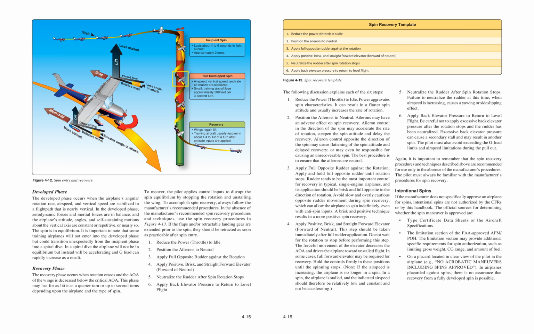The Limitation section of the FAA-approved AFM/POH. The Limitation section may provide additional specific requirements for spin authorization, such as limiting gross weight, CG range, and amount of fuel. On a placard located in clear view of the pilot in the airplane, for example, no acrobatic maneuvers including spins approved. In airplanes placarded against spins, there is no assurance that recovery from a fully developed spin is possible. 4-16.